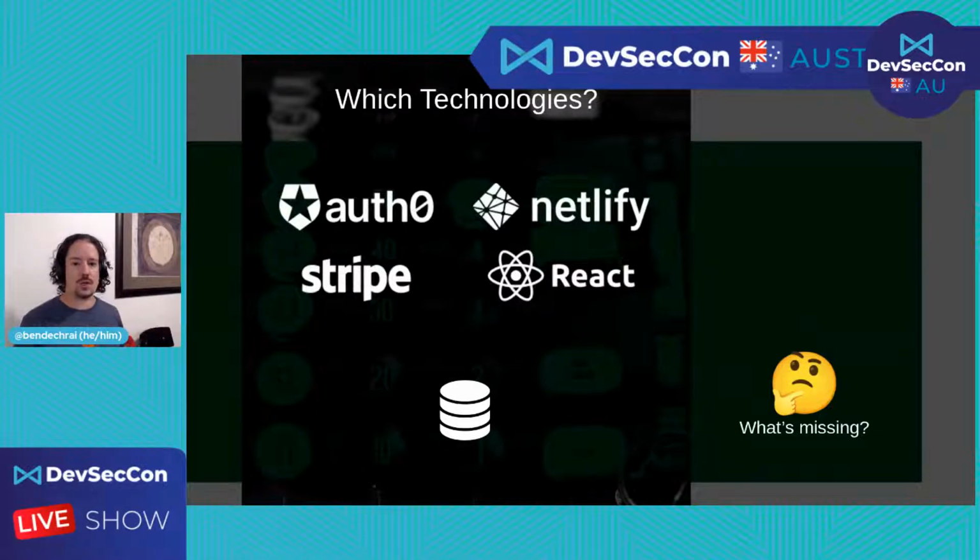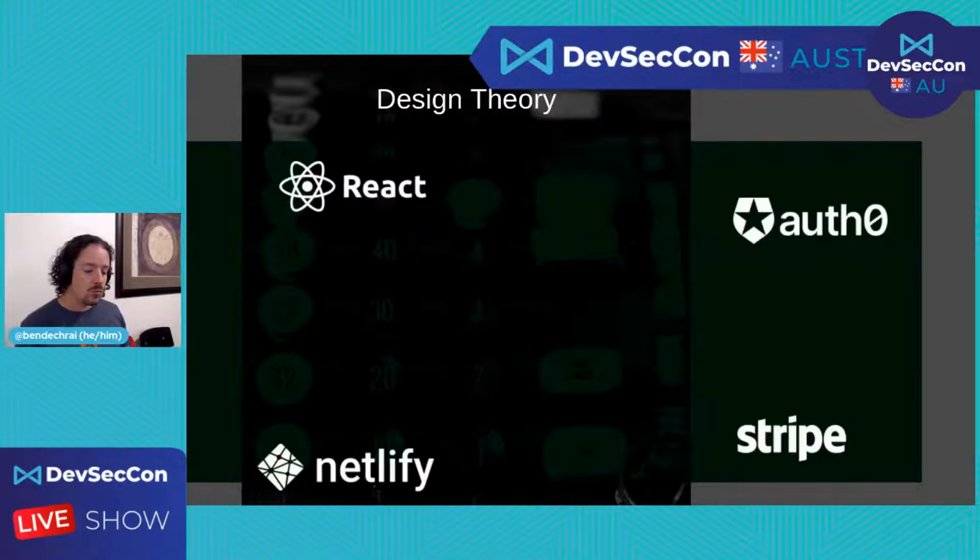We're just going to use those 4 technologies, arguably 3 technologies and a framework, if React can be called a framework, but we're not going to be implementing a database at all. So the design theory behind how this is going to work is we have these 4 components that we're going to build around.